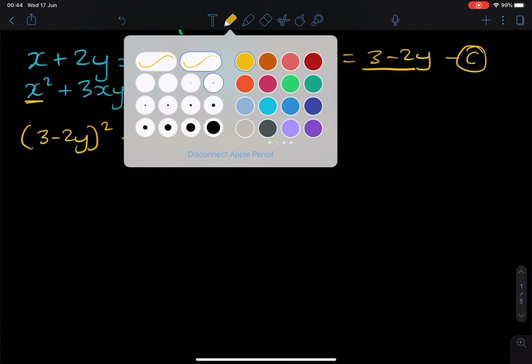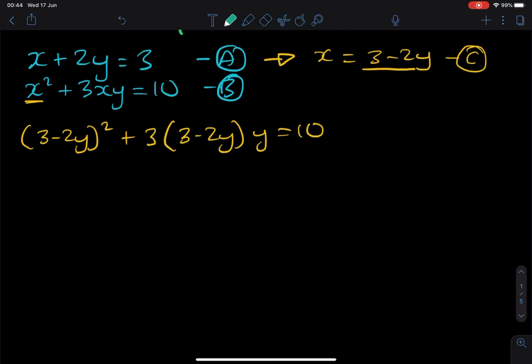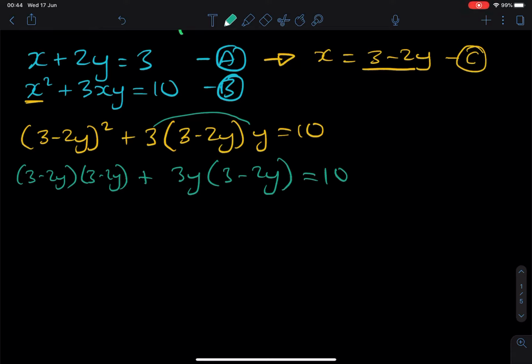So now let me change pen and I can expand this further. So 3 minus 2y all squared means this, plus, and what you might want to do is think of this as 3 times y and then multiply it by 3 minus 2y. Because you're multiplying all three of them together, it doesn't matter what order you do it in, it will eventually be simplified the same way anyway.